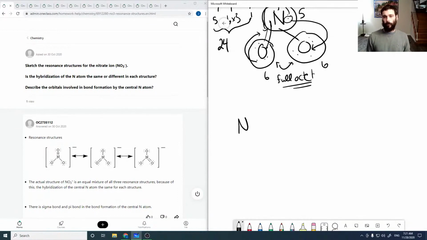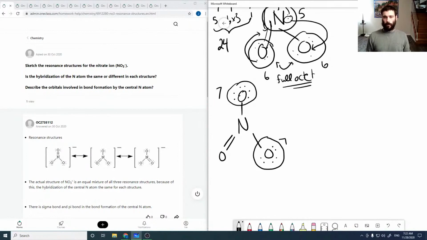We'd have nitrogen, oxygen, oxygen, double bond, oxygen, and drawing dots for each of the electrons. Now summing everything up, we've got 7 electrons here, 7 electrons here, 4 electrons here, and 6 here. So 7 and 7 is 14, and 10 is 24. So that's all of our valence electrons, so we're good.